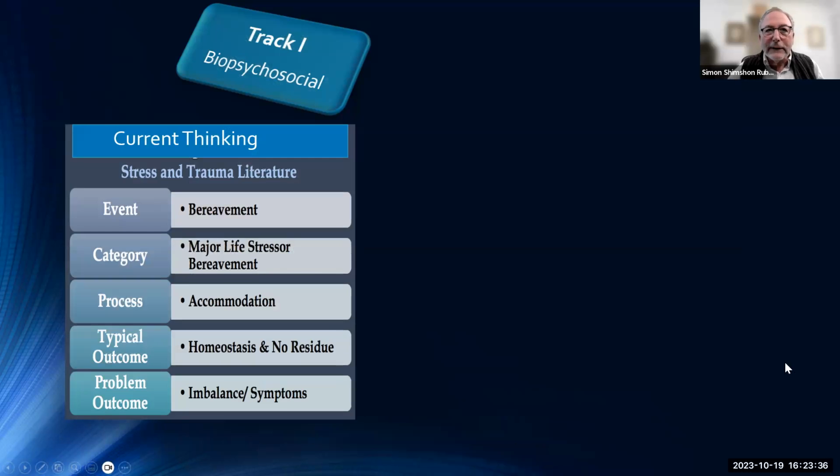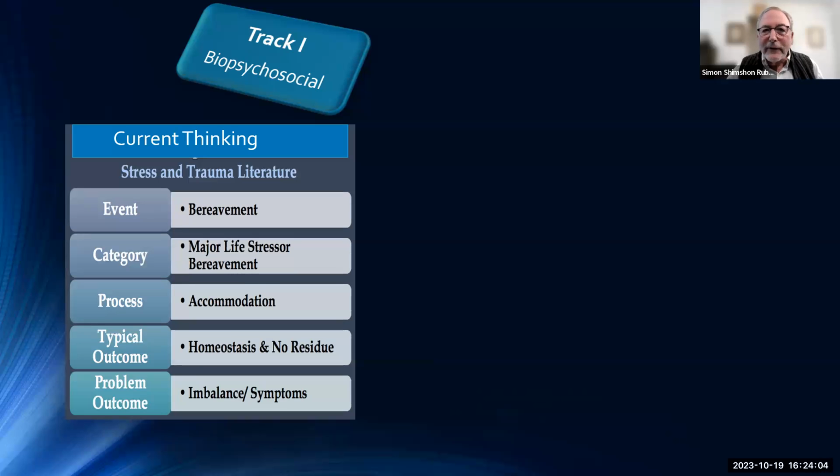Briefly, the two-track model of bereavement says there are two tracks that are important for us to understand and think about loss and bereavement. The first one is related to biopsychosocial functioning. It is very much a part of the stress and trauma literature. When I was trying to understand the long-term and short-term effects of bereavement, the literature was helpful in the area of stress and trauma.